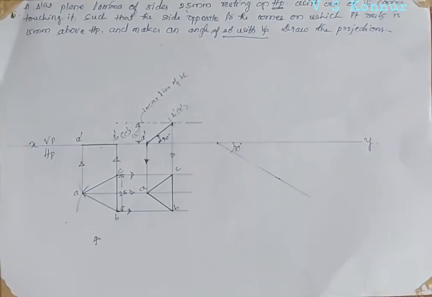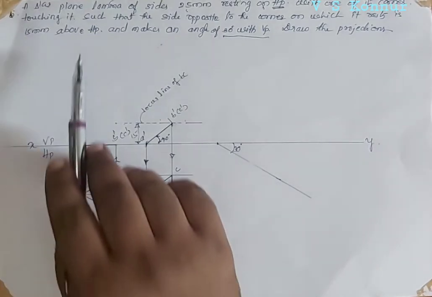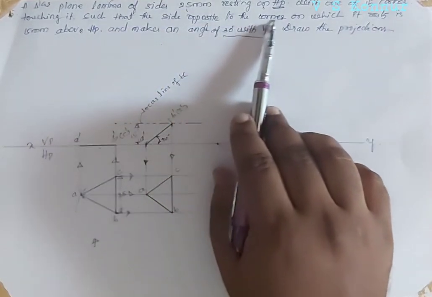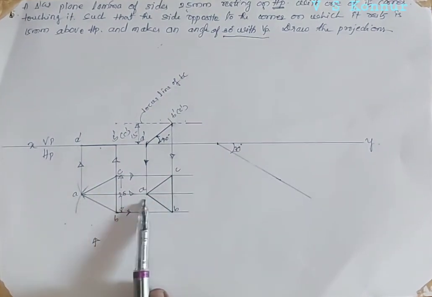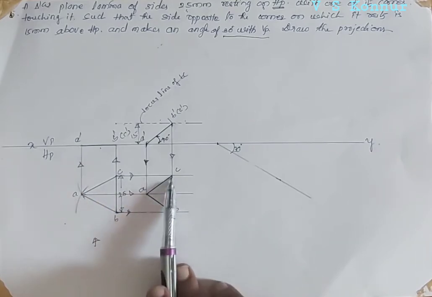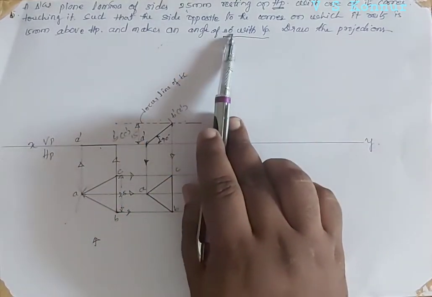Which is making 30 degree line? That is very important. Which is making 30 degree line? The side opposite to the corner. This is the side opposite to this corner. A is the corner. The side opposite to that corner is BC. Is inclined 30 degree to VP.